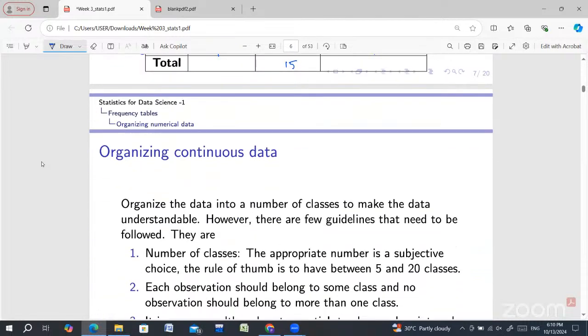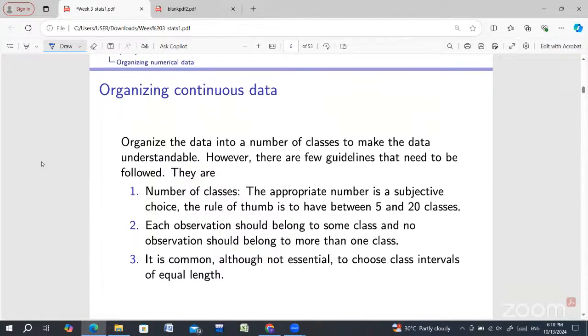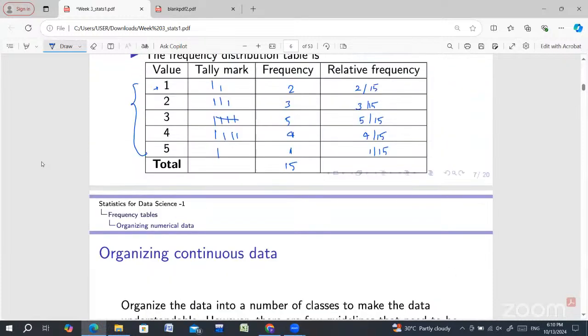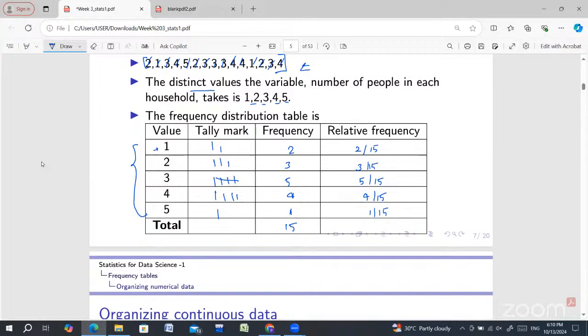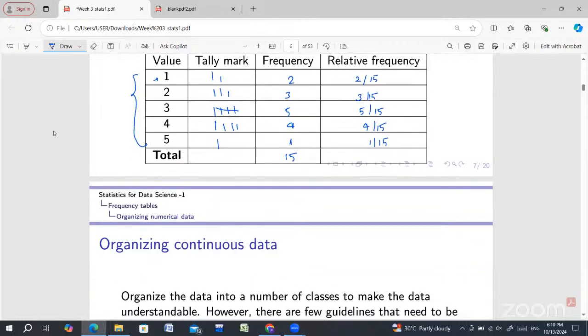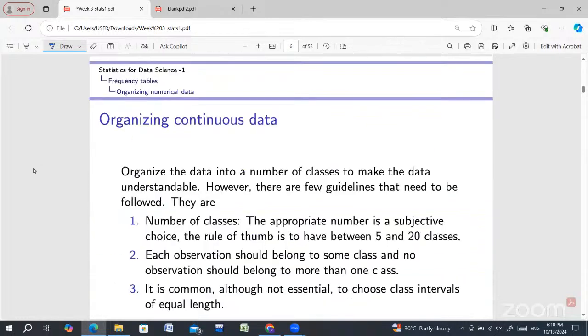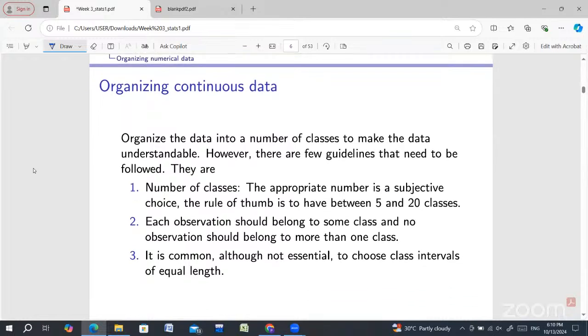Now the next is how we organize continuous data. Suppose you are given a large number of distinct values, then the previous method can be cumbersome. Suppose you have 65 distinct values in your data set, then this method will not be suitable. Then what we do is make classes. We make class intervals for organizing our data.